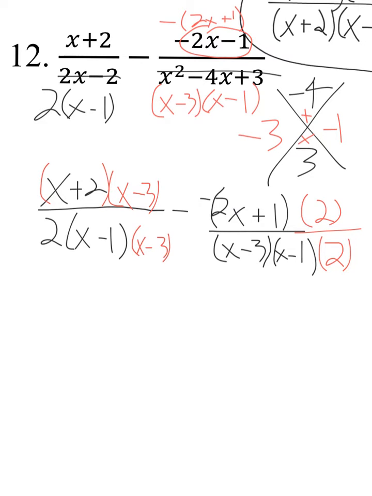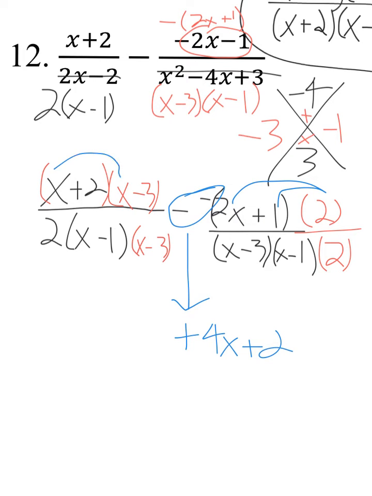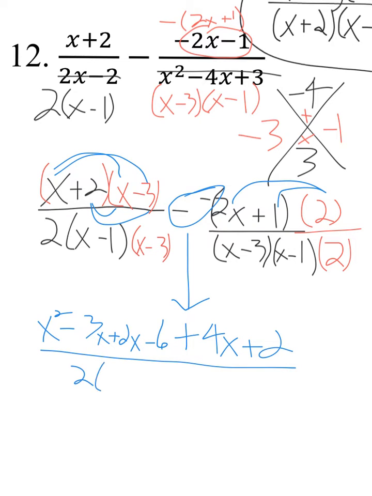So when we distribute everything, this is going to turn into a plus. That's really one of the reasons why I like factoring out a negative, is because now I have a plus. And so now I just need to do 2 times 2x plus 1. So that's going to be 4x plus 2. And then I need to do x times x, so that's x squared. X times negative 3, negative 3x. 2 times x, that's 2x. And then 2 times negative 3, that's negative 6. All that is over 2 times x minus 1 times x minus 3.